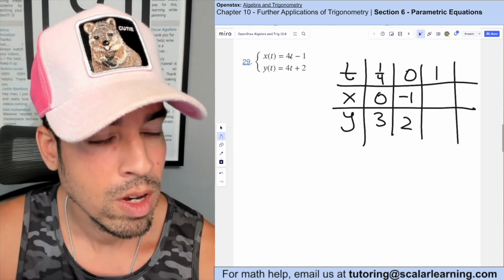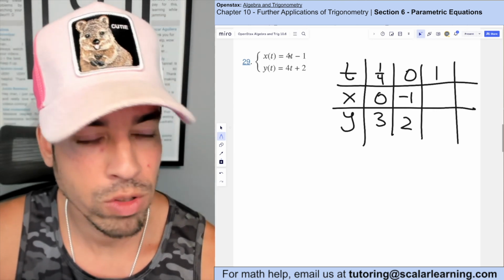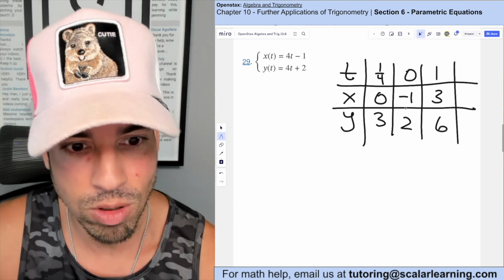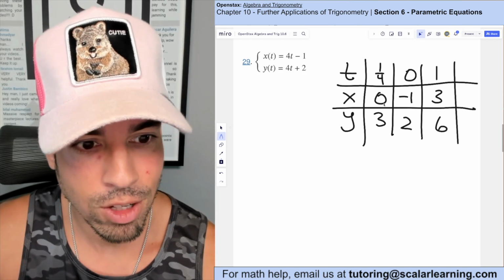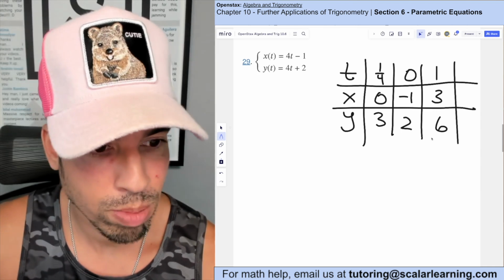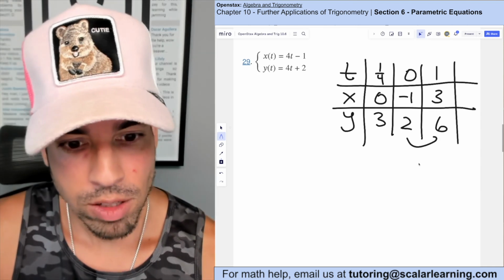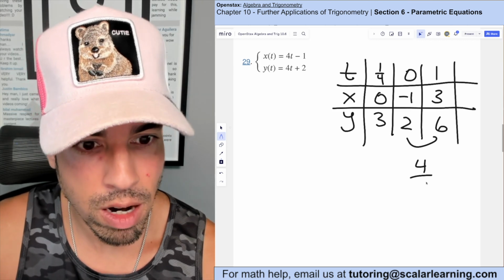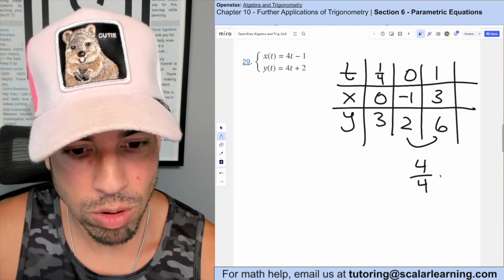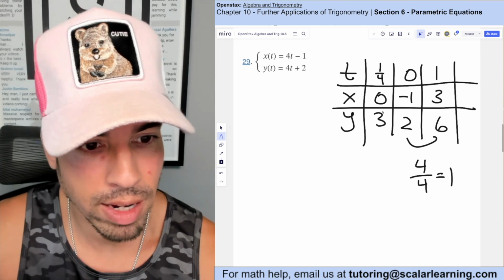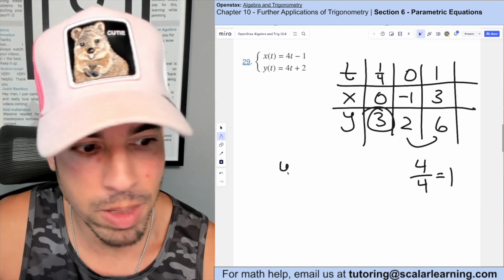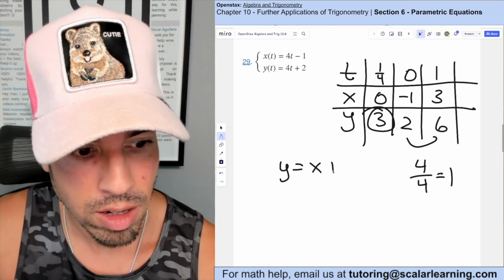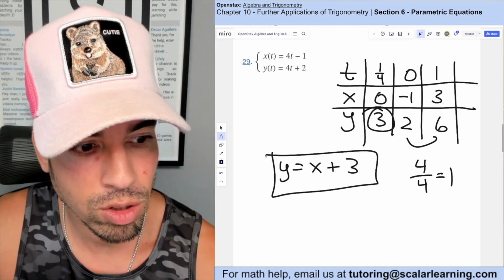Plug in 1. 1 times 4 is 4, minus 1 is 3. 1 times 4 plus 2 is 6. So look at these great values. So we can calculate the slope, right? I see that as the y is going up by 4, that's rise, the x is also going up by 4. Very interesting. So it looks like we have a nice slope of 1 and then a y-intercept of 3, which means our equation is y equals 1x, or just x, plus 3. That's how you do it, done.